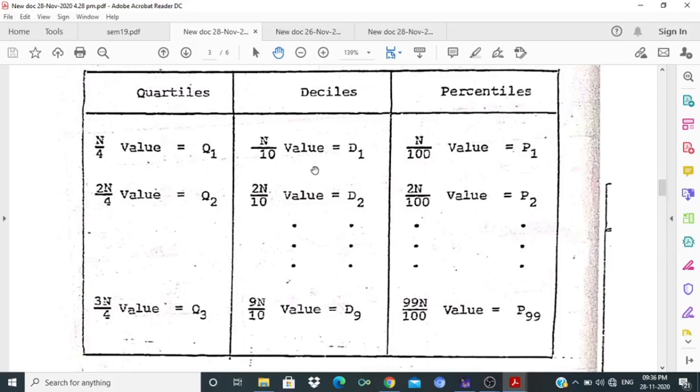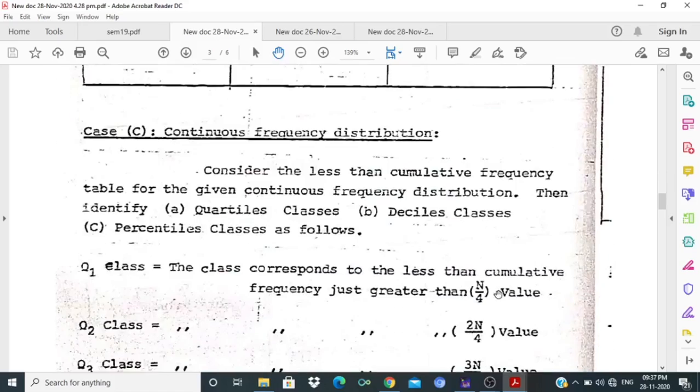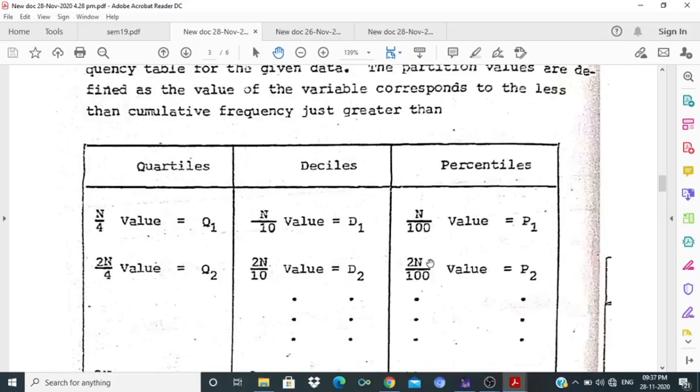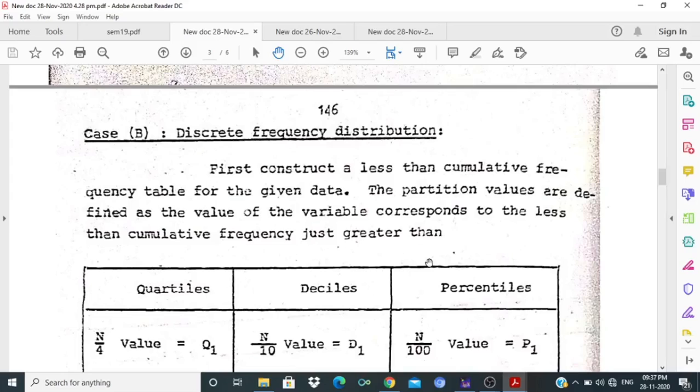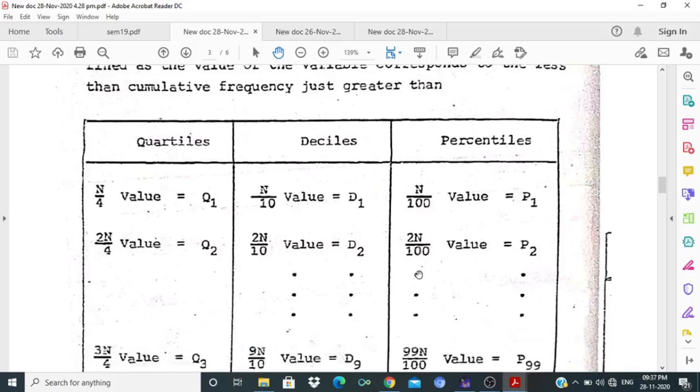In case of discrete frequency, we have the variable x and the frequency f only. We calculate the cumulative frequency, and the value corresponding to the cumulative frequency just greater than the required term gives us the different quartiles, deciles and percentiles. In case of raw data and discrete data, we can directly get the partition values.